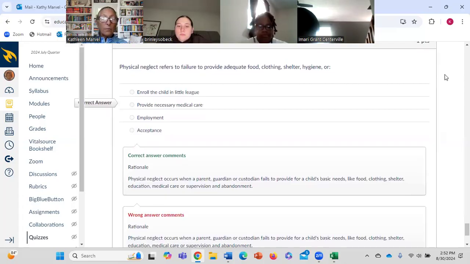Then the last question is physical neglect. So physical neglect refers to the failure to provide food, clothing, shelter, hygiene, and medical care. Okay, A, C, and D have nothing to do with it, right? So physical neglect occurs when a parent, guardian, or custodian fails to provide basic needs for the kids: food, clothing, shelter, education, medical care, or supervision and abandonment. That's all considered physical neglect.